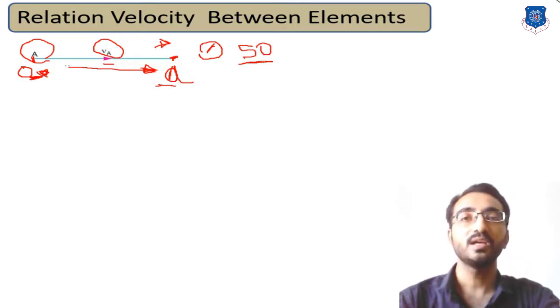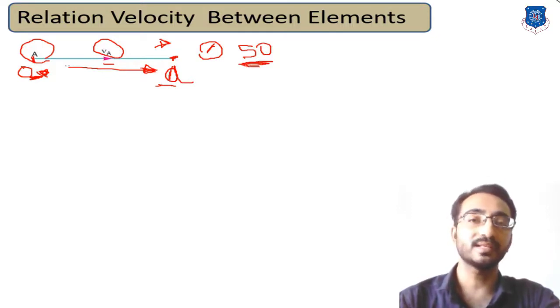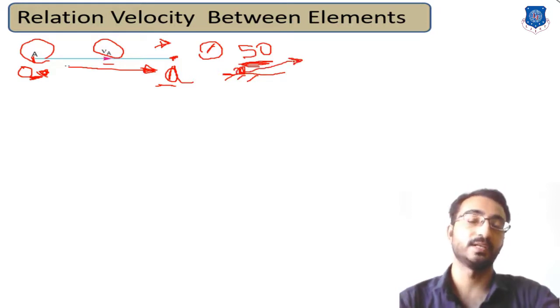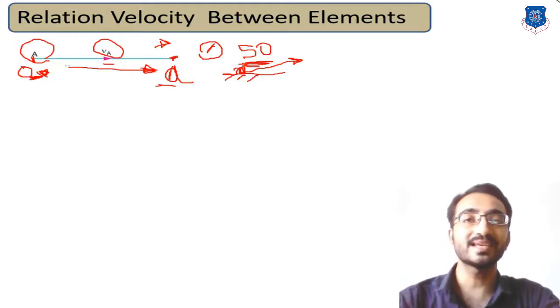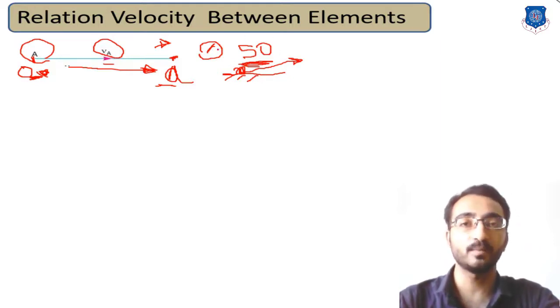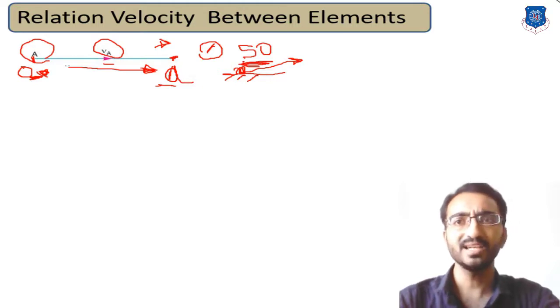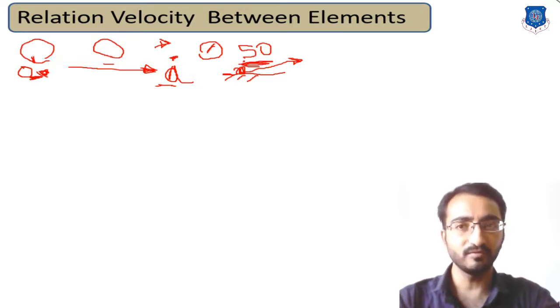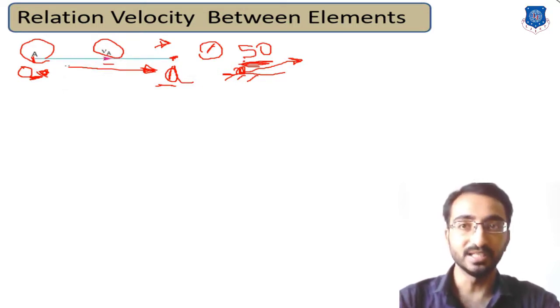Similarly, if you are driving your vehicle at 50 km/h, your speed is measured with respect to the fixation, that is, the earth. With respect to the earth, your vehicle is moving at 50 km/h. That is known as the absolute velocity of that body. Similarly, we can consider another body which is moving with velocity v.